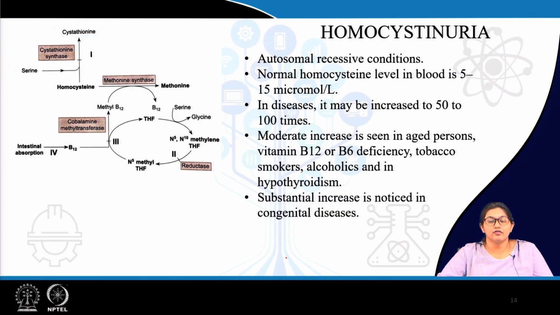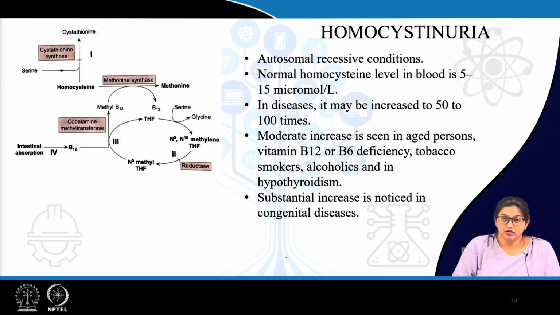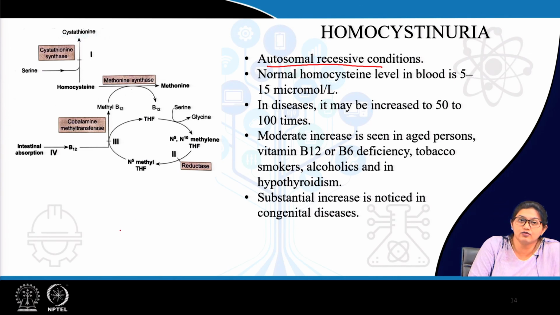Then a few disorders related to methionine metabolism. Now, one such important disease is homocystinuria. Now, homocystinuria can be genetic or can be acquired. The genetic disorders which arise from mutations are basically autosomal recessive conditions. Now, there are different types of homocystinuria. The 4 types I have presented via the diagram.